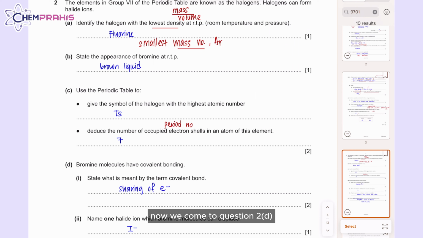Now we come to question 2D. Bromine molecules have covalent bonds. State what is meant by the term covalent bond. We can write sharing of electrons. And then name one halide ion which a bromine molecule can displace. Usually a bromine molecule can displace iodide ion. For example, if I have potassium iodide reacting with bromine, since bromine is more reactive than iodine, it can displace iodide ion. Then you will form potassium bromide and iodine.